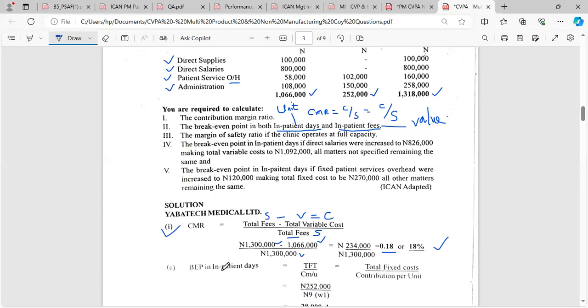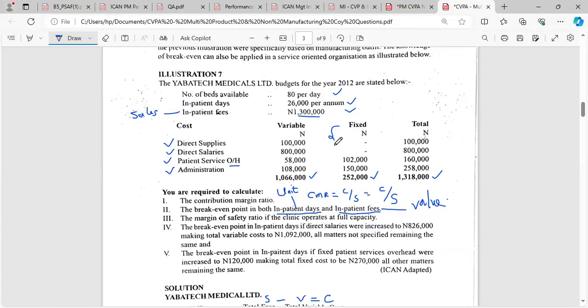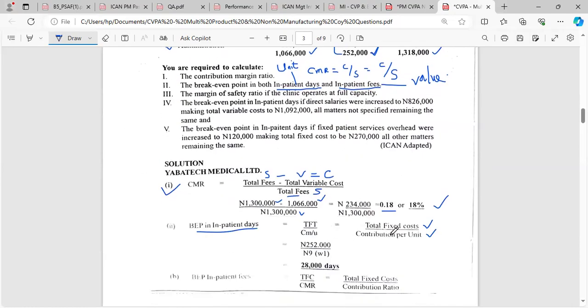So let's commence. Break-even point in unit, which is known as inpatient days, is simply total fixed cost divided by contribution per unit, or contribution per inpatient day, however you want to put it. So what's our total fixed cost? That one is not hiding. 252,000. This is it. Then what is our contribution per unit?